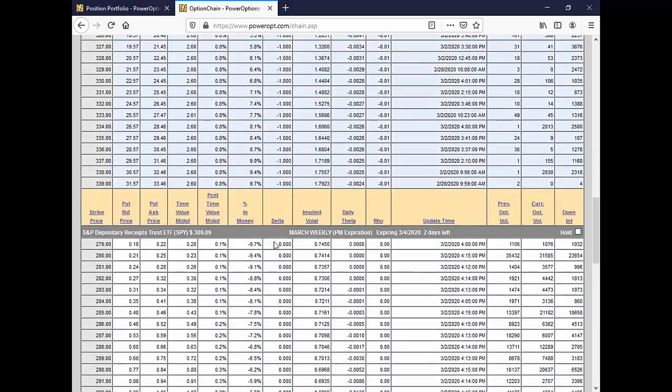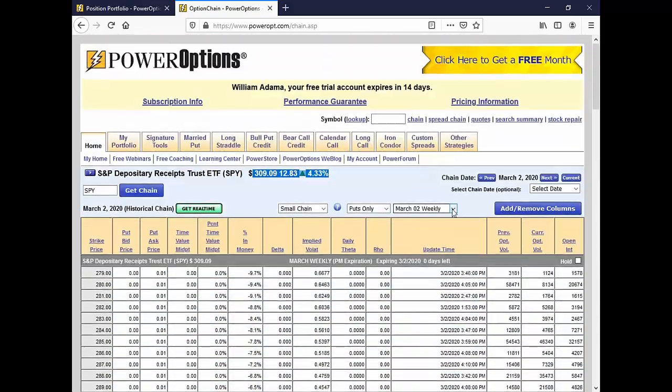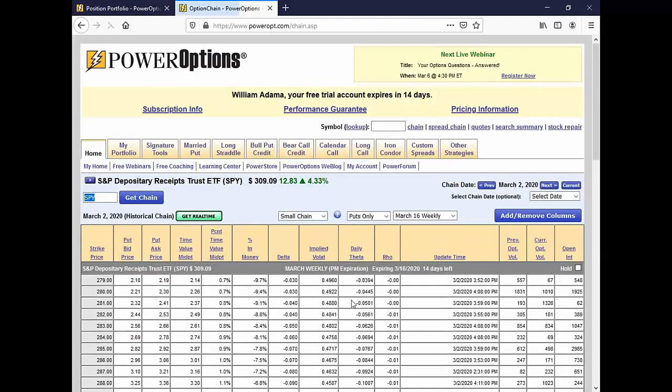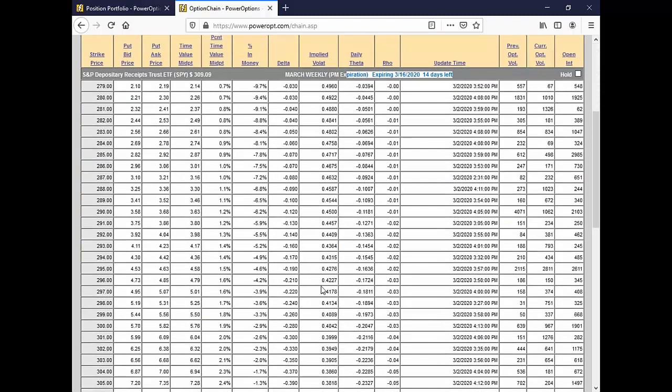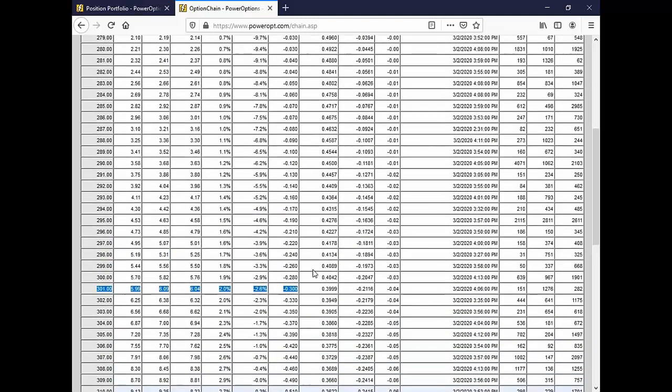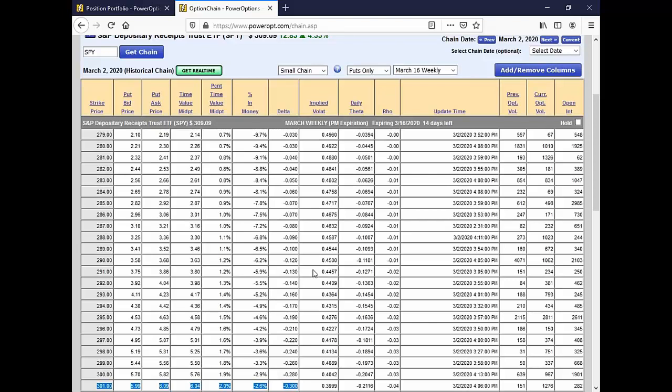Okay. Let me go here. Let me go to the 16th. 14 days out in time from Monday, March 2nd, looking at the 16th of March expiration cycle. And I'm going to go to a delta of what we were talking about, 0.3. And that's going to be the 301 strike, which is roughly around $6. Okay? So we have a delta of 0.3.